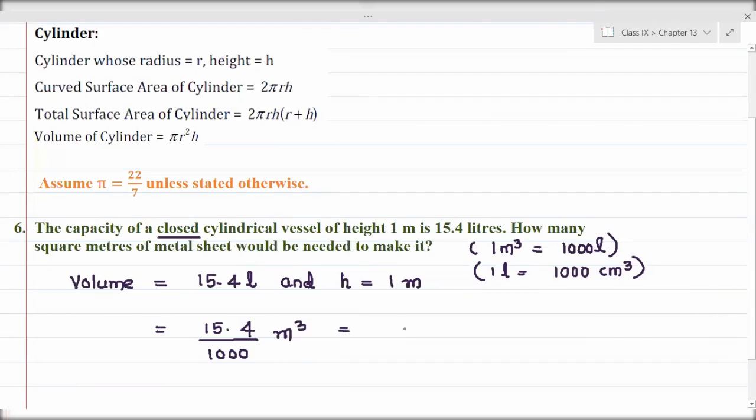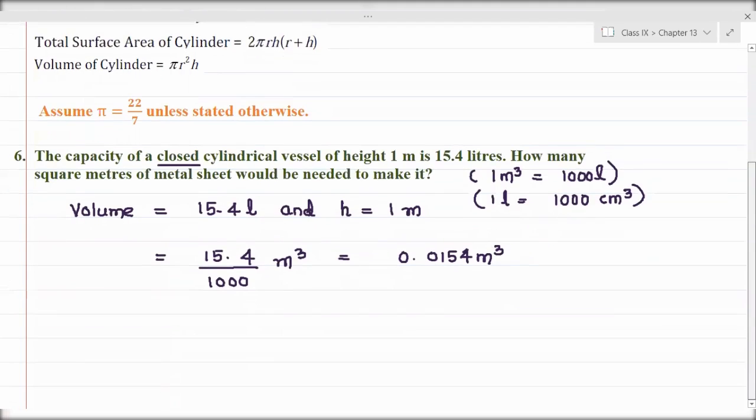So it will be approximately 0.0154 meter cube. Okay, because 3 places I will shift the decimal. Now here to find out the total surface area we require the radius. So first of all in this question we shall find out the radius. Since the volume formula we will apply here, volume is always equal to pi r square h. So what is the value of volume given to us?